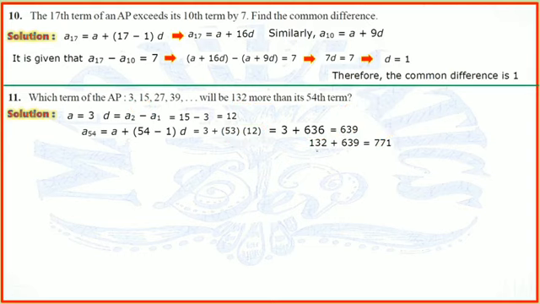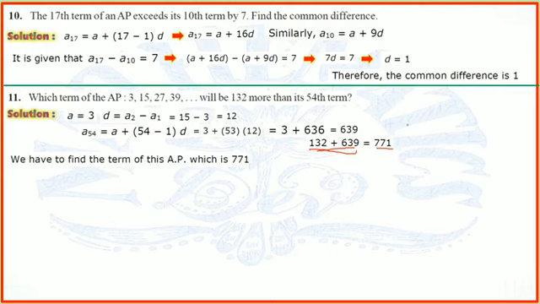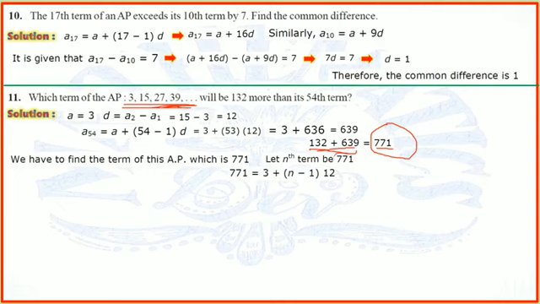132 plus 639 is equal to 771. You understood for what reason I have added this? So now we have to find the term of this AP which is 771. Now 771 must be one of the terms of this AP. So let us suppose the nth term is 771. That is the last term, so last term means nth term.